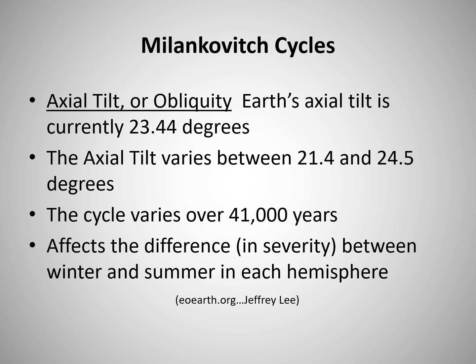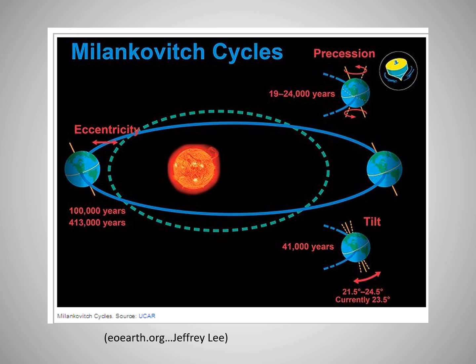And this cycle varies over the course of 41,000 years, and this also has to do with pull of gravity of planets around us. And it affects the difference in severity between winter and summer in each hemisphere. So these Milankovitch cycles, guys, are the short-run background controls over whether or not Earth is in an ice age or a warming period. There's another longer-run control which has to do with placement of the continents. Remember, the continents move super slow.